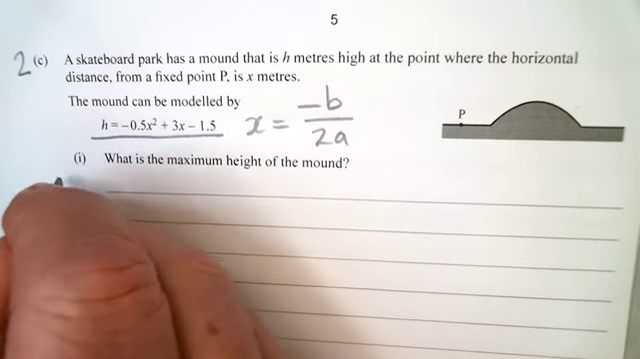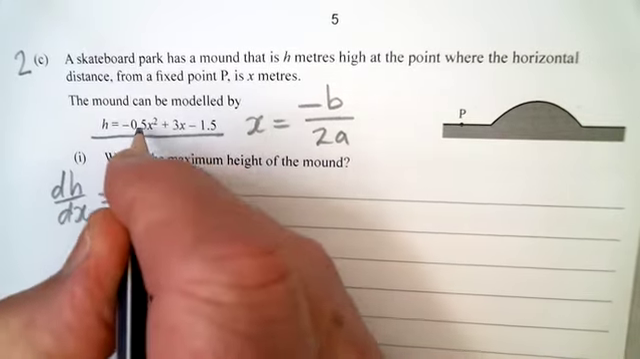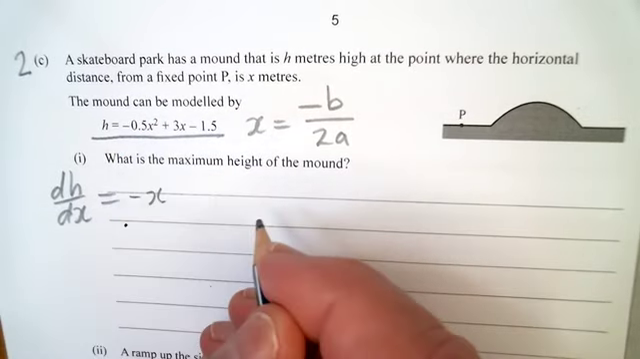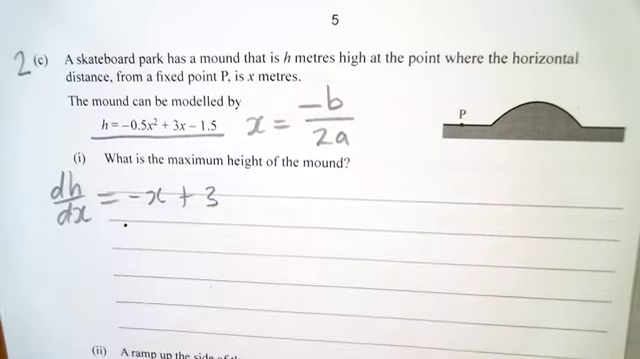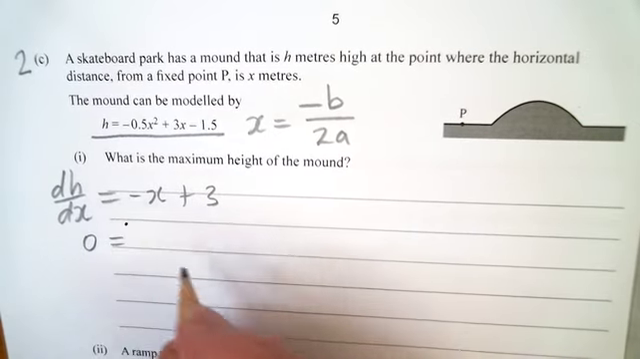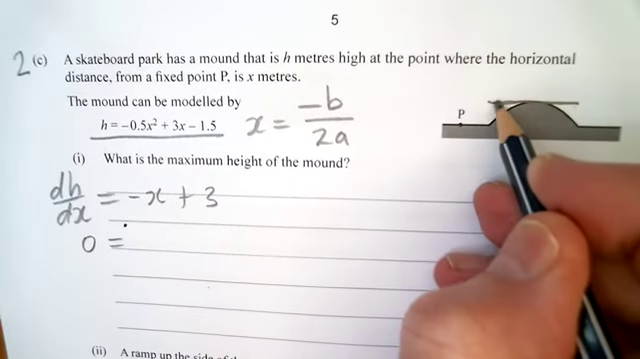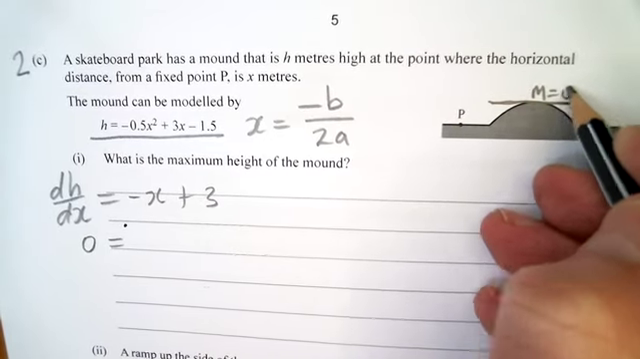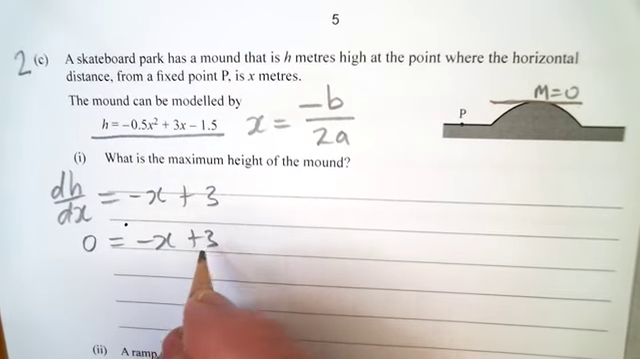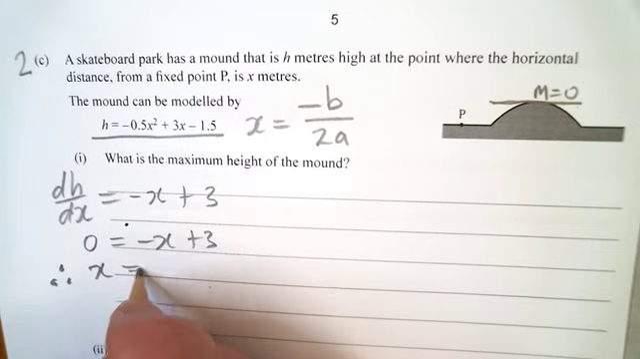So if we differentiate h with respect to x, we end up with 2 times negative a half, which is negative 1, so negative x in this case, plus 3. If I make this equal to 0, which I need to because 0 is the point where this has a gradient of 0, so m is 0 at that point, then minus x plus 3 is 0, so x is equal to 3.